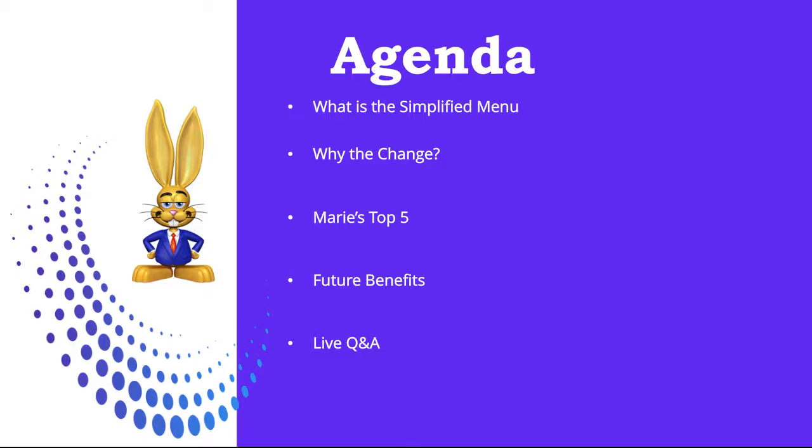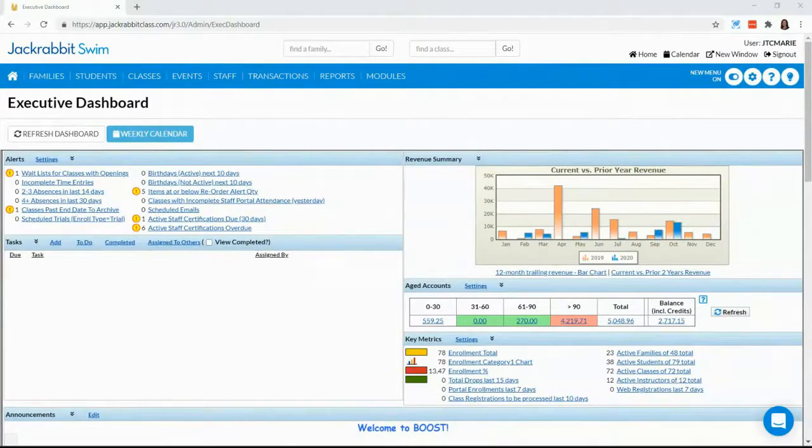So while that is coming up, I'm just going to go over the simplified menu. If you were on the product roadmap earlier today, I'm sure you've all heard all about it. If you haven't yet, please go ahead and toggle that on. I like to think of the simplified menu as that base layer for lots of new and exciting things coming to Jackrabbit.